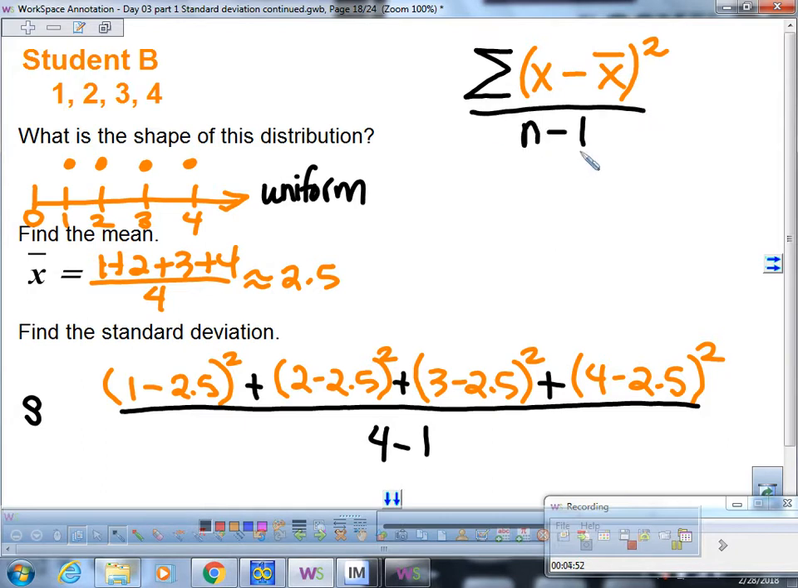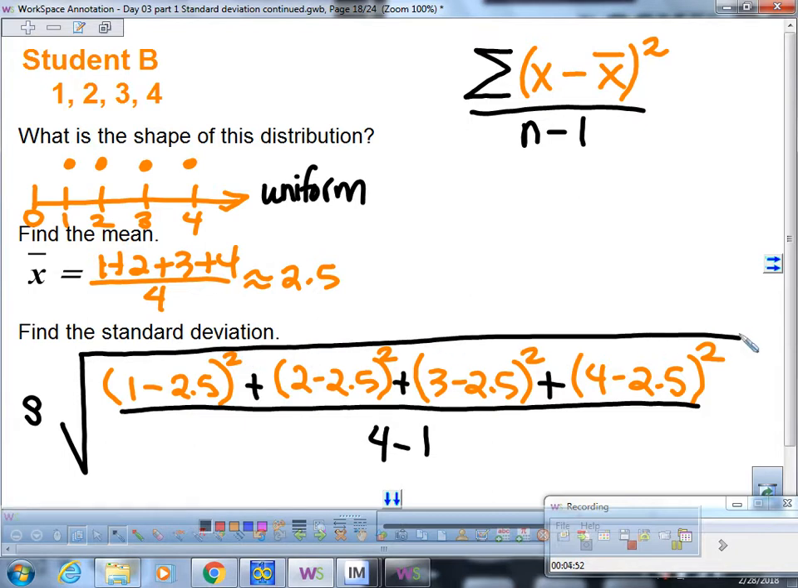And finally, I squared each one of those differences in the beginning. So in order to undo all of those squares, I'm going to take the square root. Now, doesn't that make a lot more sense than yesterday? That's where the formula comes from.